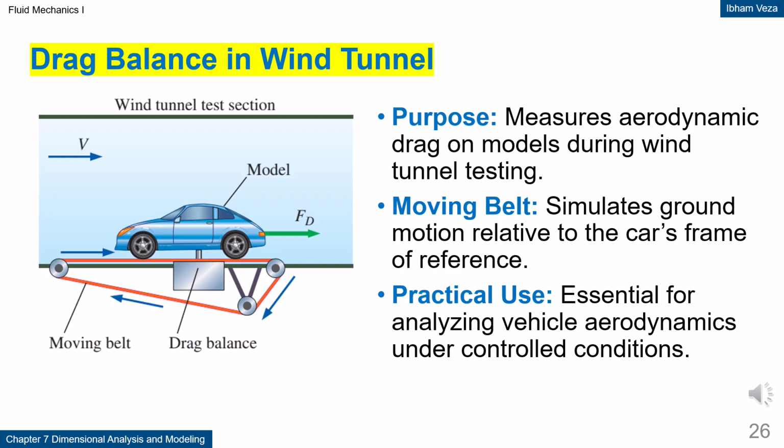Drag balance in wind tunnel. This device is used to measure aerodynamic drag forces on a model inside a wind tunnel. A moving belt is installed to simulate ground motion relative to the vehicle. In this way, the flow conditions around the model become closer to real conditions. The measurements allow aerodynamic performance to be evaluated under controlled settings. Such facilities are very important in vehicle design development.